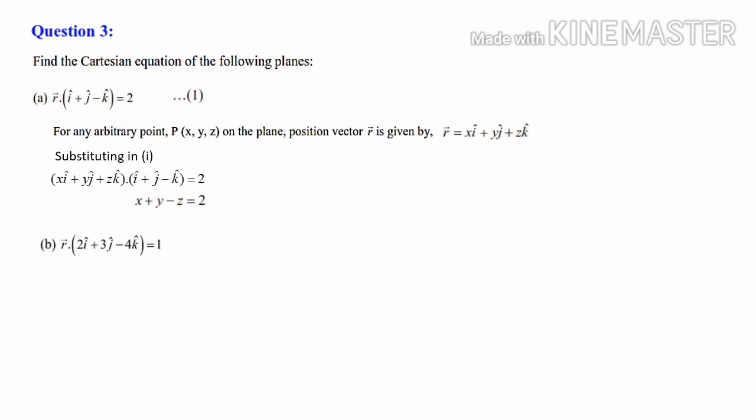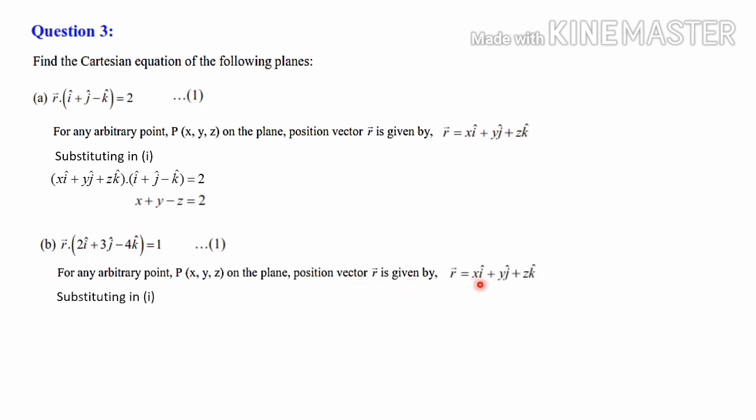Then question number b, vector r dot 2 i cap plus 3 j cap minus 4 k cap is equal to 1. Same as the previous question. Label it as equation number 1 and let's take r as xi plus yj plus zk. Then just substitute it in equation number 1. Instead of vector r, we are just using xi plus yj plus zk dot 2 i cap plus 3 j cap minus 4 k cap is equal to 1.